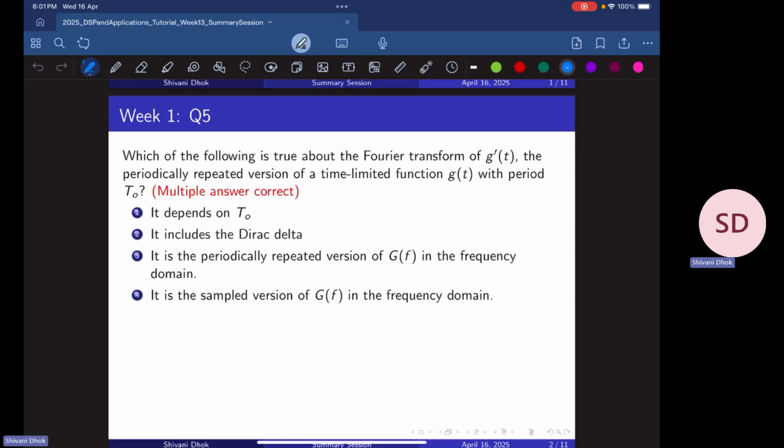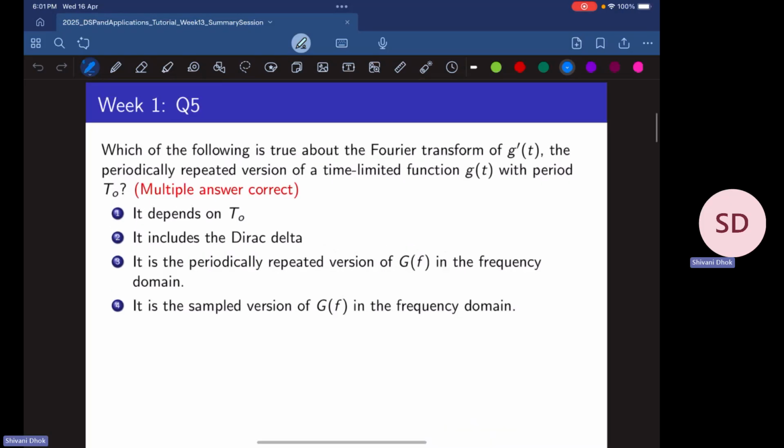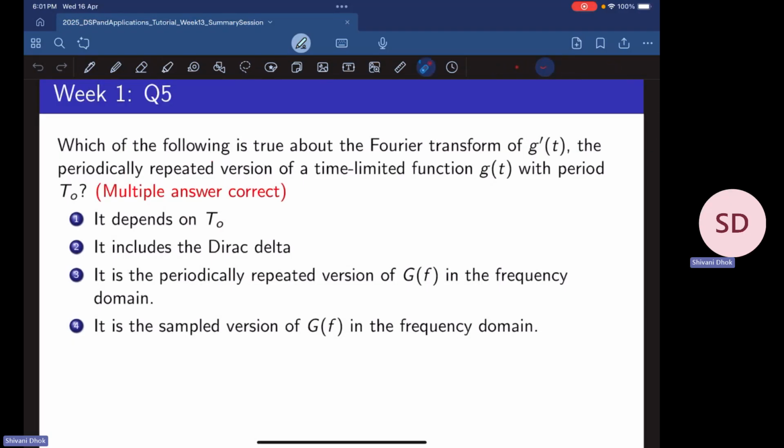Okay, so let's start. Here is the first question, question number 5 from week 1. This is an interesting question which looks at the continuous time Fourier transform of a periodic signal. Let's quickly see what exactly has been asked. Which of the following is true about the Fourier transform of g prime t? And what is g prime t? g prime t is the periodically repeated version of the time limited function g of t with period T naught.